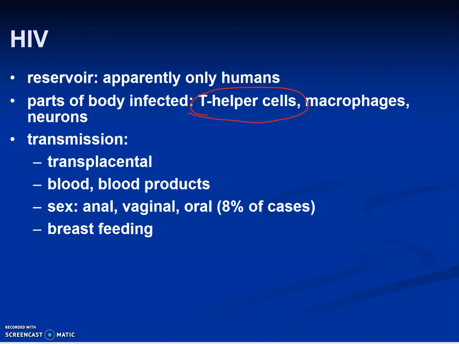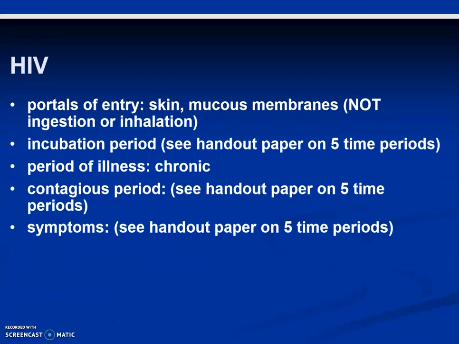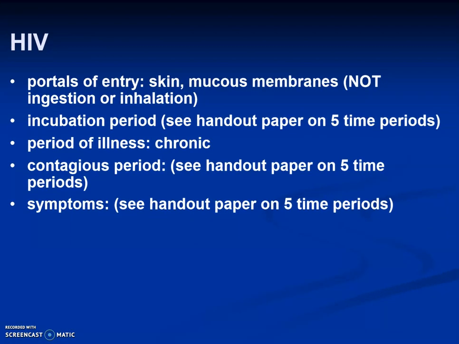The transmission can be transplacental, through blood or blood products. And then the most common transmission is through sex, anal, vaginal, oral, any type of sex. So this kind of close contact with body fluids will definitely be a way of transmission. And then breastfeeding, although breastfeeding is not one of the main routes of infection. The port of entry is typically through very close contact with body fluids, and so it would have to be direct contact, most usually with mucous membranes.